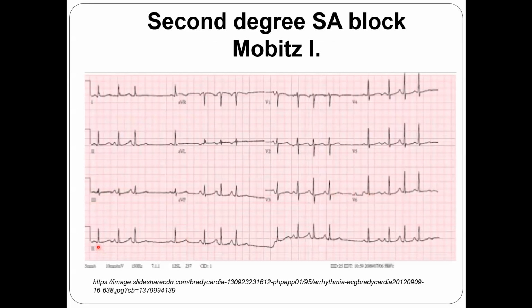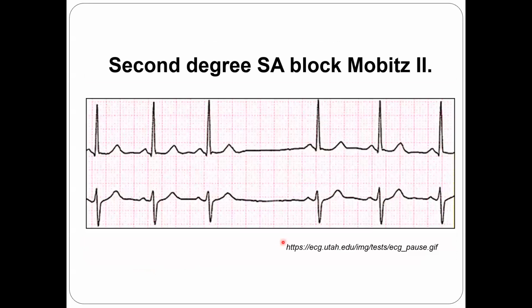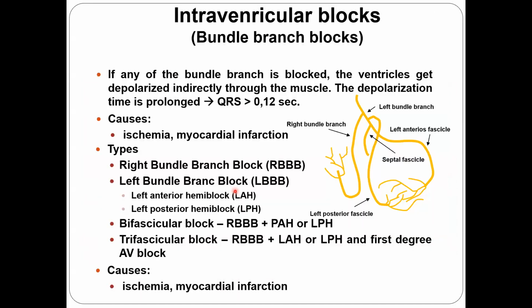Now, as you see here, of course, sinoatrial block, the first degree, is arrhythmic as well. And what we have to do is look at the PP interval and compare that to this one. Okay. Second degree Mobitz type 2. Very good. Okay, good. Go on.